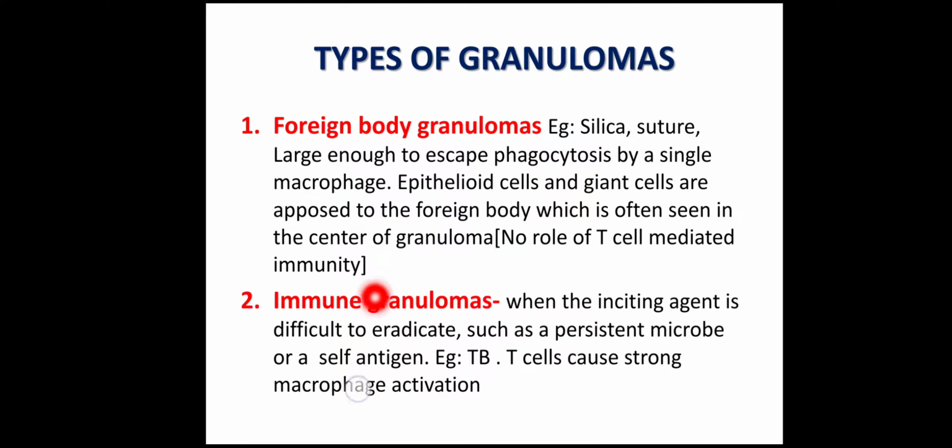The second type of granuloma is the immune granuloma, which is formed as a result of a hypersensitivity reaction, that is type 4. When the inciting agent or microorganism is difficult to eradicate, for example in tuberculosis, the T cells cause strong macrophage activation, and the activated macrophages turn into epithelioid cells, and the T cells also get activated. So T cells and macrophages get collected to form a granuloma. This is the second type of granuloma, that is the immune granuloma. So there are only two types of granuloma: one is foreign body and the other is immune granuloma.